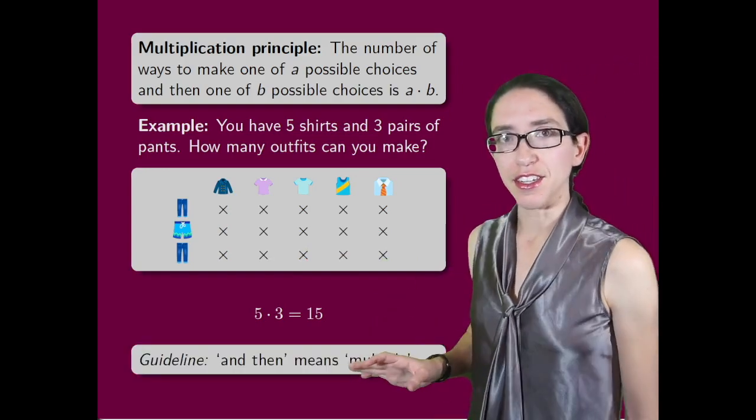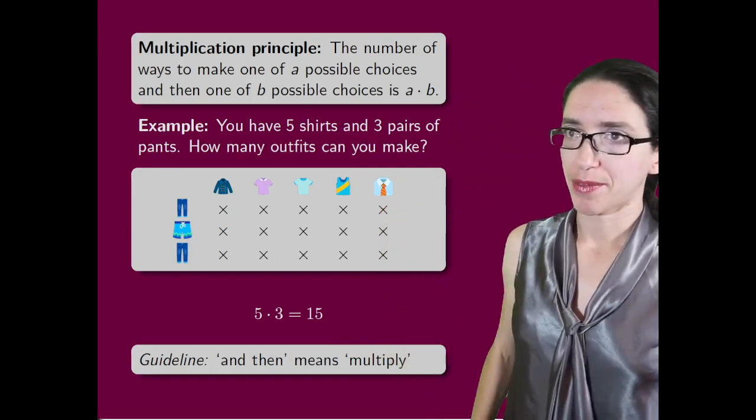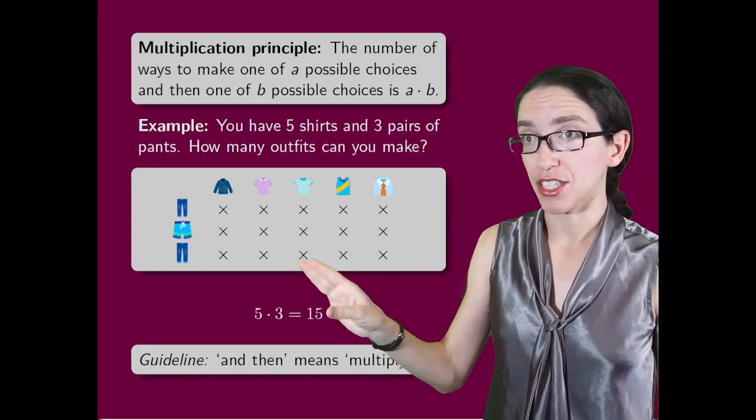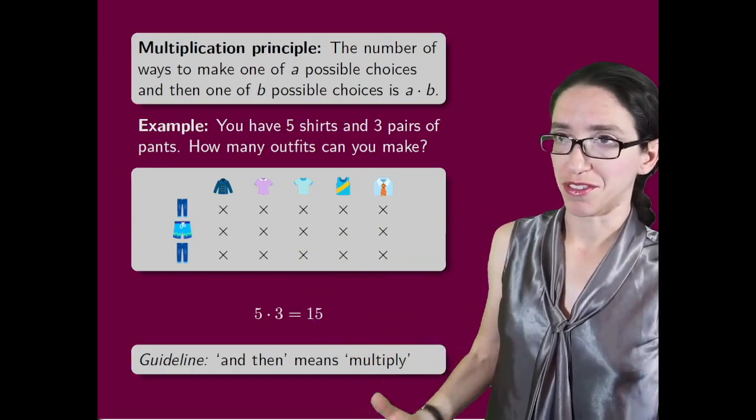So the guideline here is that when you see the words "and then," or you think of them, that means multiply. If you make one choice and then, given that choice, you make another choice, you multiply instead of add, and you'll get the total number of things that you're counting.